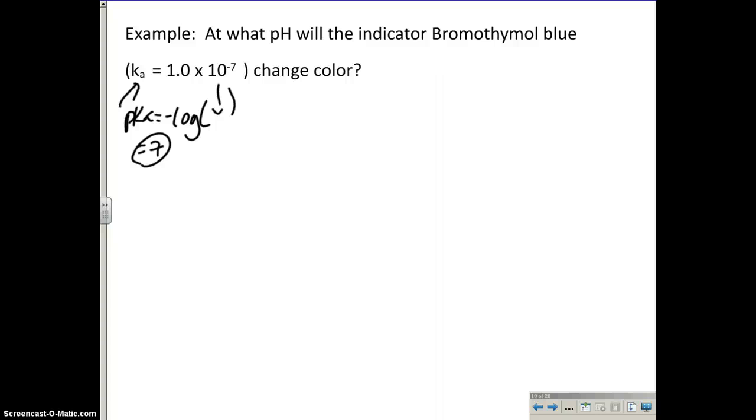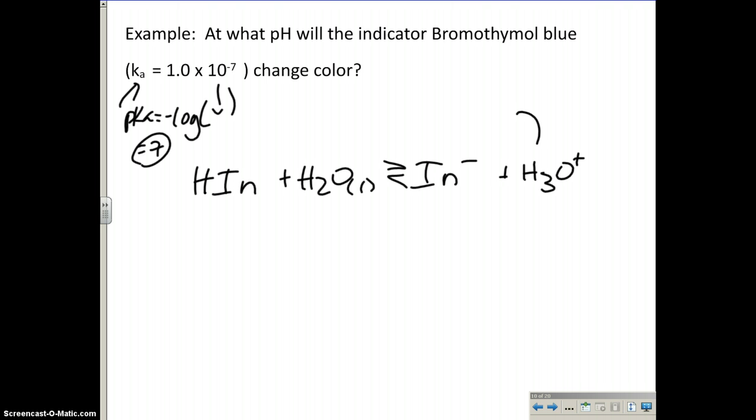Alright, so back to the example though. I'm going to go back to our generic form for an indicator, where you have the HIn, the anion forming, and H3O+ forming. If we can determine this, then we can get the pH. Since we have already been told that if 1/10 of the indicator is protonated or deprotonated, then we will see a color change, that's going to be important. So earlier, where we had In- forming from HIn, we know that at the 1/10 ratio, that's where the color change will occur.